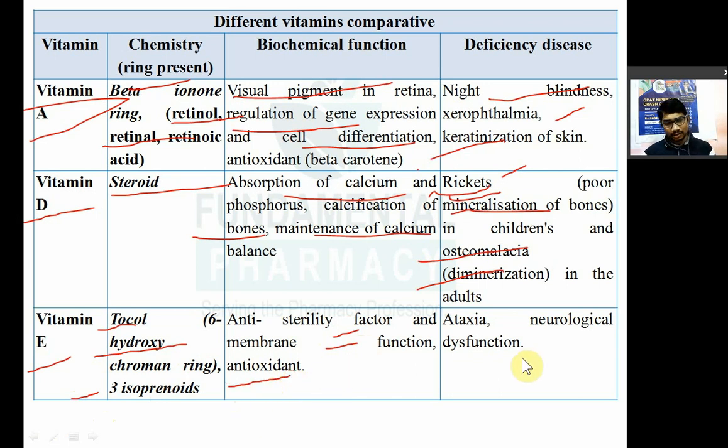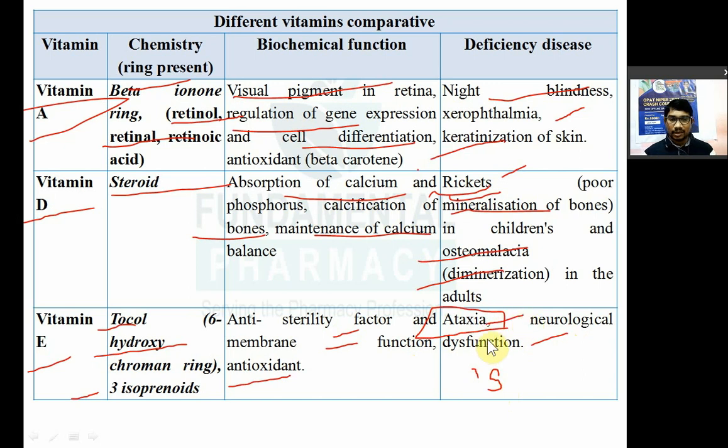Normally vitamin E deficiency does not occur, but if deficiency happens, then neurological dysfunction occurs. Neurological dysfunction, then sterility in the male, and ataxia. Vitamin E deficiency also has ataxia.